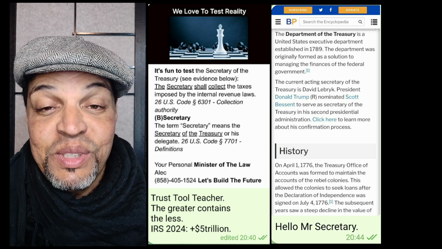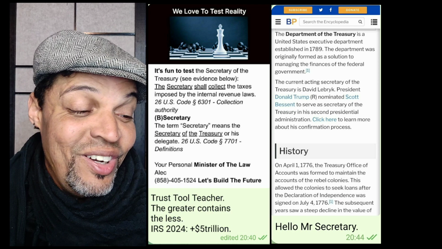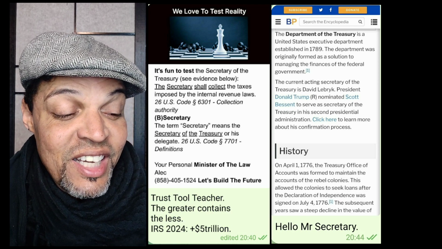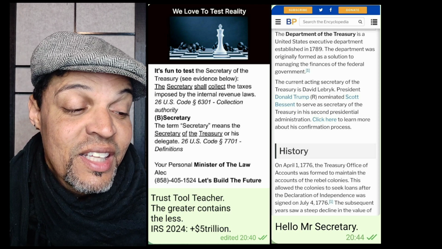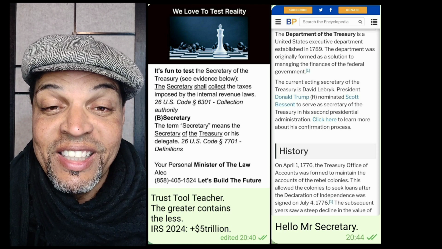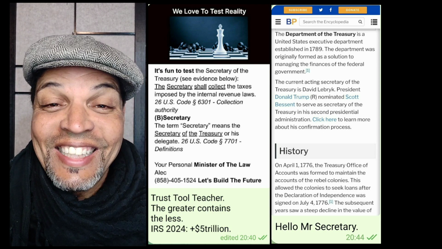I don't even wish to read the rest, but check out this history bit right here. It says on April 1st, April Fools, on April 1st, 1776, the Treasury Office of Accounts was formed to maintain the accounts of the rebel colonies. That's how it started.